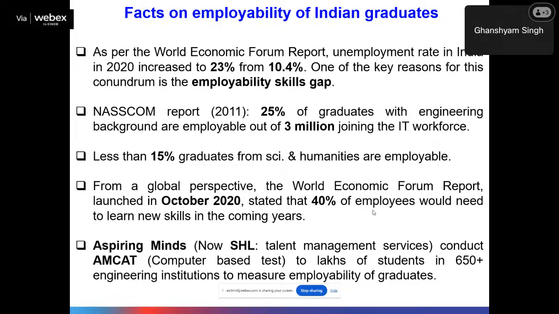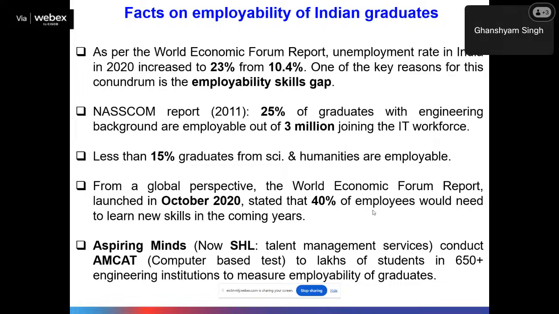Similarly, most importantly, a more popular report which was published by NASSCOM, which is an association of computer science graduates and the companies, way back in 2011, announced that 25% of graduates with engineering backgrounds are employable out of 3 million joining the IT workforce. So that was a very shocking figure for all of us as being a part of the university system, that only 25%, only one fourth of our graduates are actually eligible to join IT related jobs out of the 3 million, that is 30 lakhs.